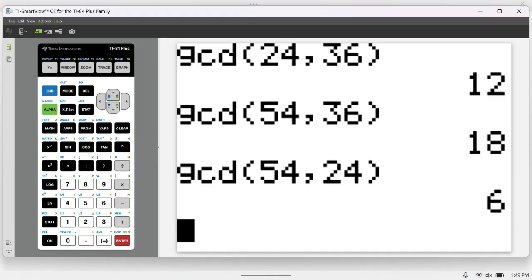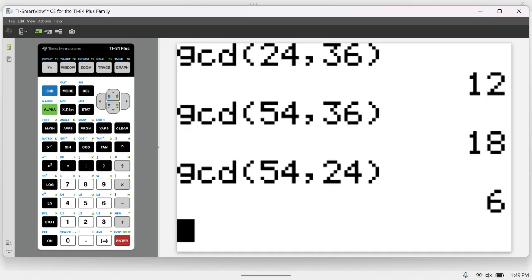Because if 54 and 24 is 6, but the other 2 are higher, that means that they won't work for all three. For example, 18 cannot be divisible by 24. 54 cannot be divisible by 12. So if you take those 2 together, you get 6.